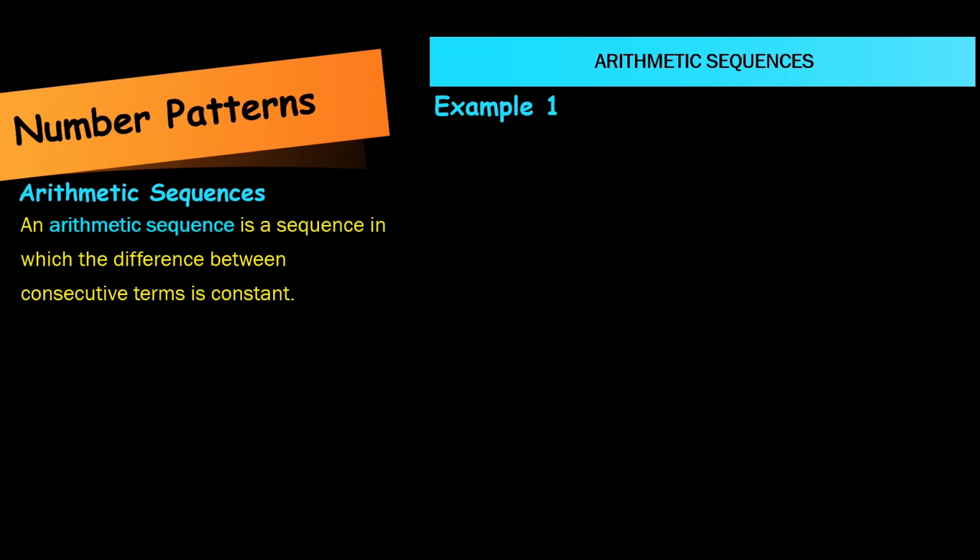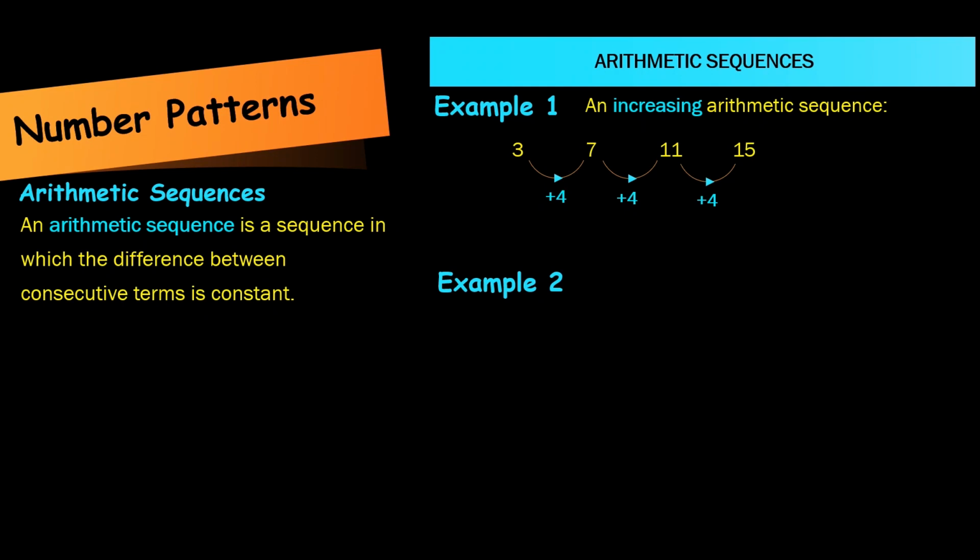Let's take a look at the first example. An increasing arithmetic sequence example can take the form 3, 7, 11, 15, because notice that this is increasing by the same constant. We're adding 4 each time as shown.